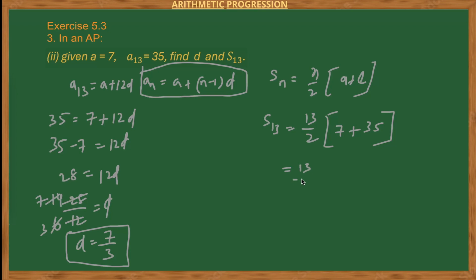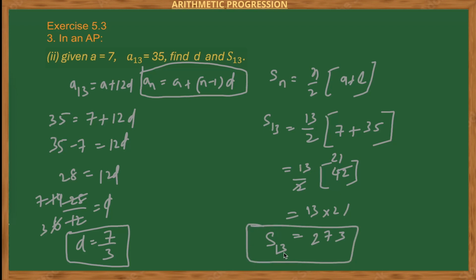So 13 divided by 2, 7 plus 35 is 42. Further 2 gets divided, it becomes 21. So 13 into 21, multiplying this, we will get 273. Okay, so this is the sum of the 13th term, which is the last term, whose value is 273. Hope this is clear, students. Let's move to our next question.